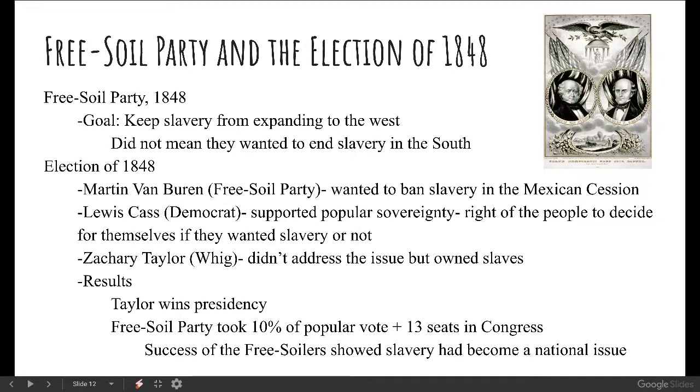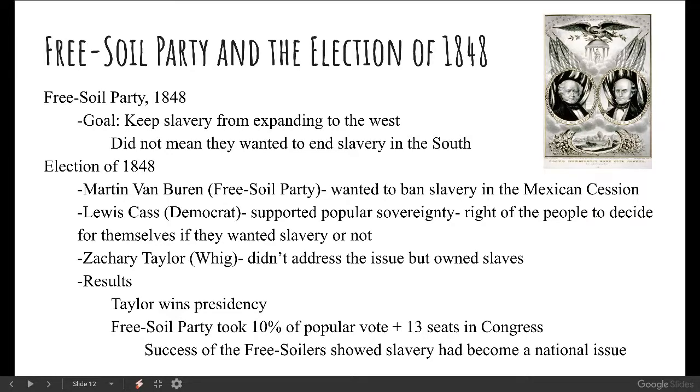And then Zachary Taylor, a Whig, didn't address the issue at all about slavery, but he did own slaves himself. And if you remember, Zachary Taylor was one of our leaders in the Mexican-American War. All right. So the result of the election of 1848 is that Taylor wins the presidency. So even though the Free Soilers didn't gain power, they did take 10% of the popular vote and gained 13 seats in Congress. So this is a big deal in 1848.